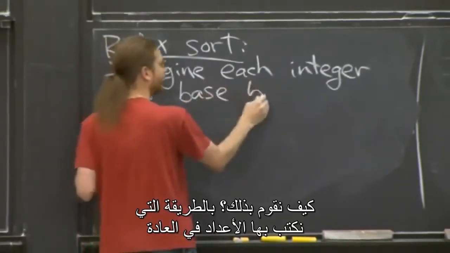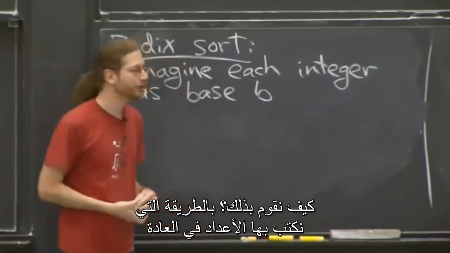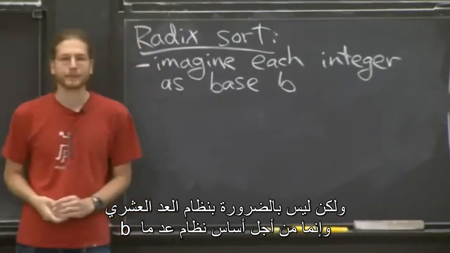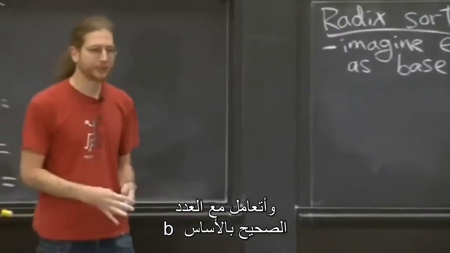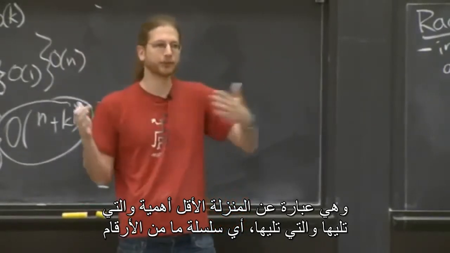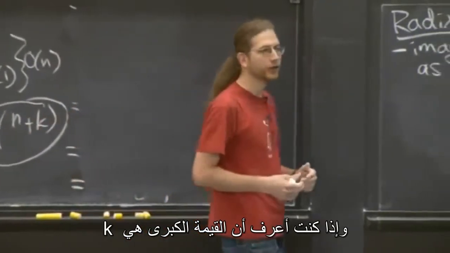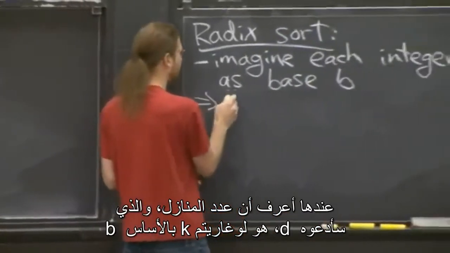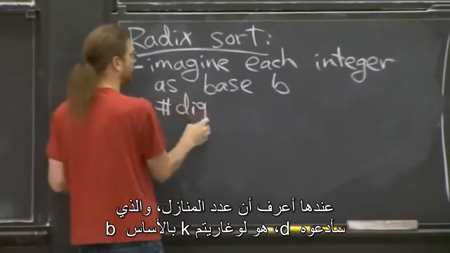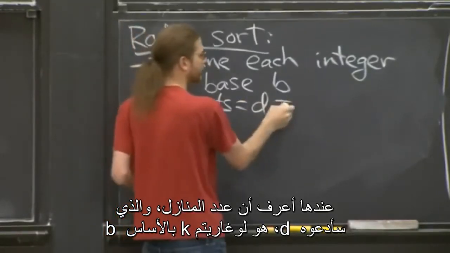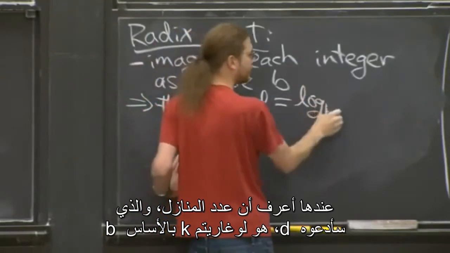How do we do that? Well, the way we normally write down numbers, except not necessarily in decimal, in some arbitrary base b. So when I say an integer in base b, there's the least significant digit, and then the next one, and the next one, some sequence of digits. And if I know that the maximum value is k, I know that the number of digits, which I'm going to call d, is just log base b of k.